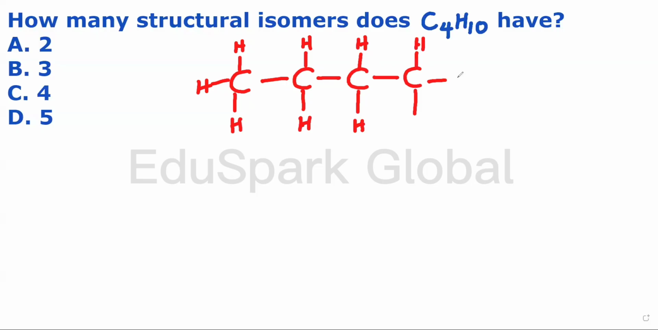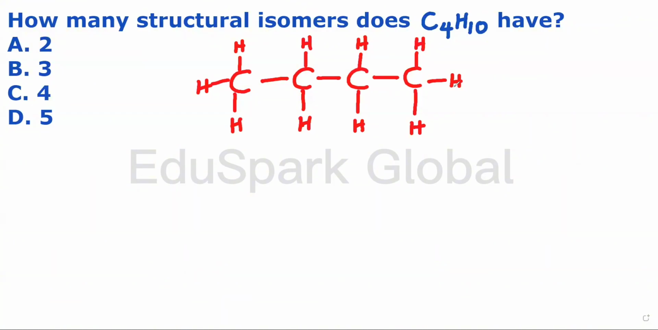Then confirm that you have 10 hydrogens. So this is 1, 2, 3, 4, 5, 6, 7, 8, 9, 10. That is the first structural formula. How many isomers can we have from this structure?